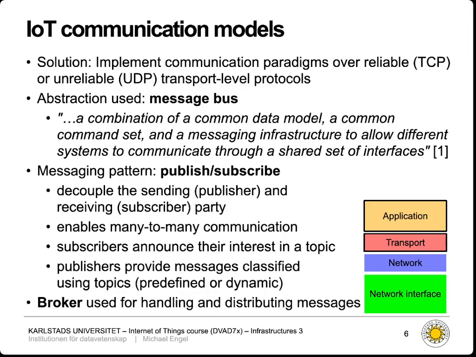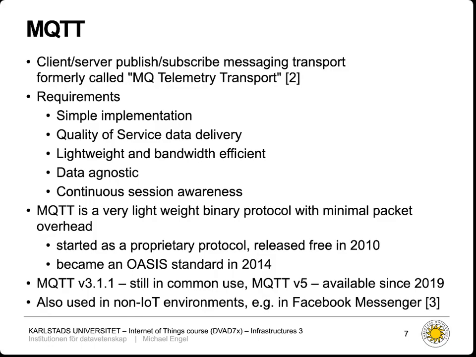And this is done by a component on the network, which is called a broker. So a broker is a node on our IoT network that is used for handling and distributing messages that are sent in such a publish subscribe style over a message bus. So this is sitting on top of the transport protocols in the application layer. So what are we going to do with such a broker?